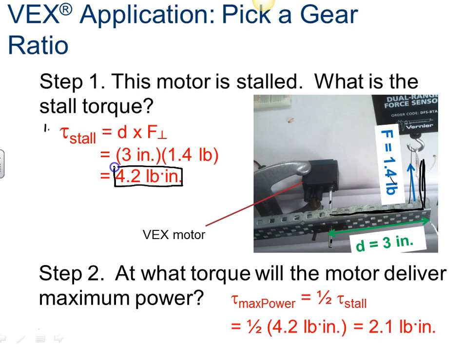Since it's stalled, we're going to make the assumption that they lifted on this beam until the motor stalled out, and at the point that it stalled out, we had these values. So, at what torque will the motor deliver the maximum power? Well, it's going to be 1/2 of the stall torque, 1/2 of 4.2, which is 2.1 pound-inches of torque. It's going to be the best value.